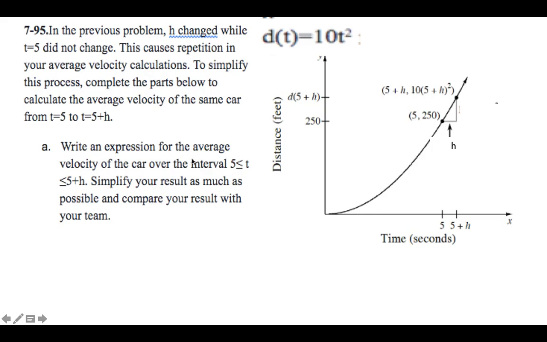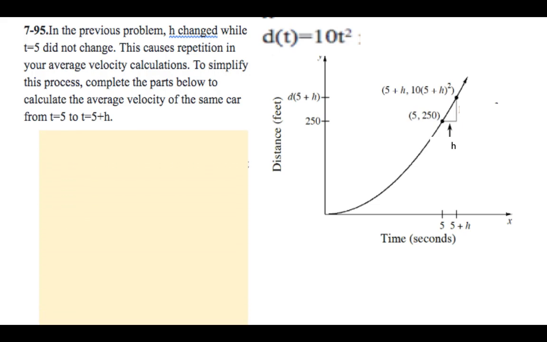Then it says write an expression for the average velocity of the car over the interval between t equals 5 seconds and 5 plus h seconds. Simplify your result as much as possible and compare your result with your team. Well, your team will be here with me. So let's do this. Our two points are (5, 250) and (5 plus h, 10 times (5 plus h) squared).